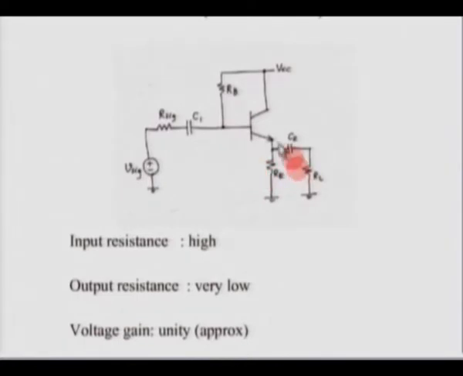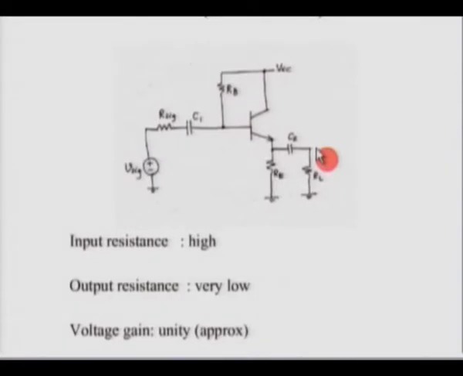Now here also, if you consider this a short circuit, instead of Re you will have Re parallel RL, but you would see that the input resistance would be now quite high. So here is a situation where your input resistance is very high. Now the output resistance is quite low. This is because you are taking the output from the emitter.